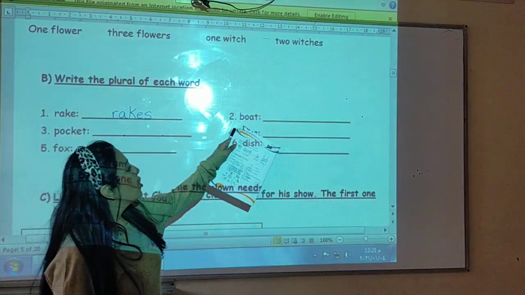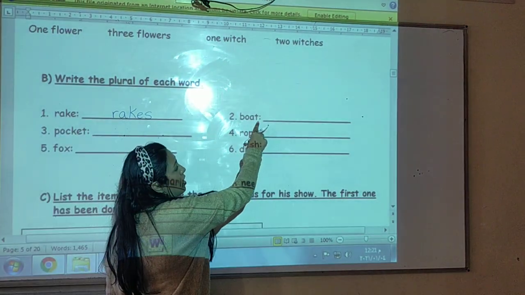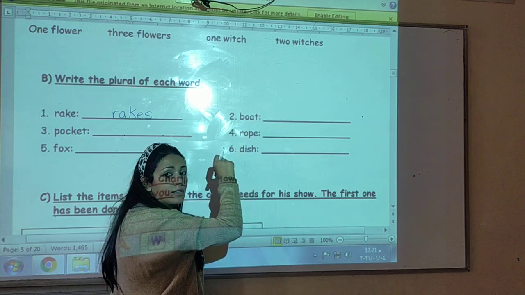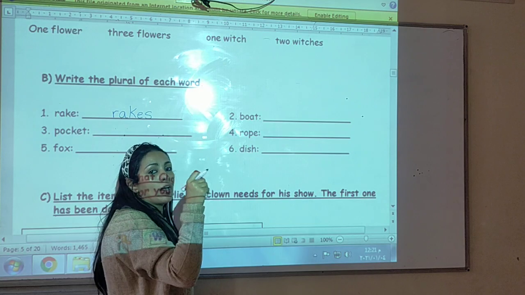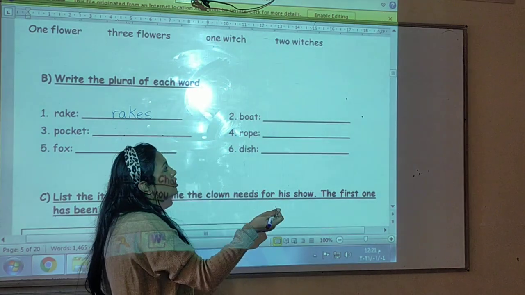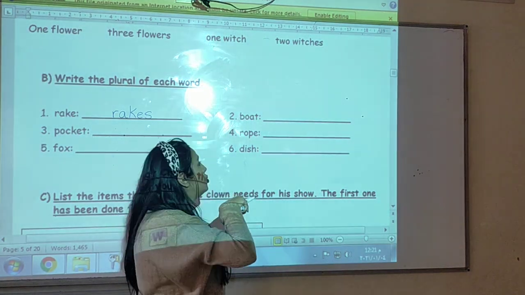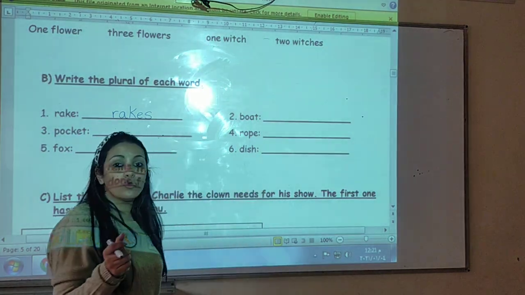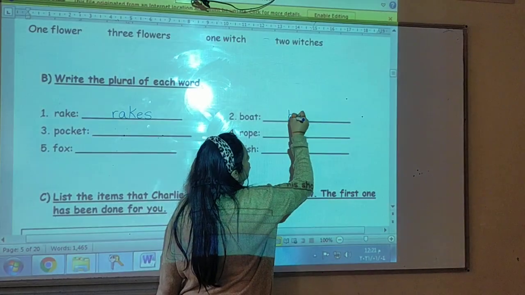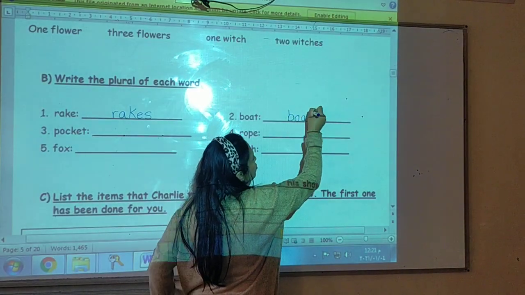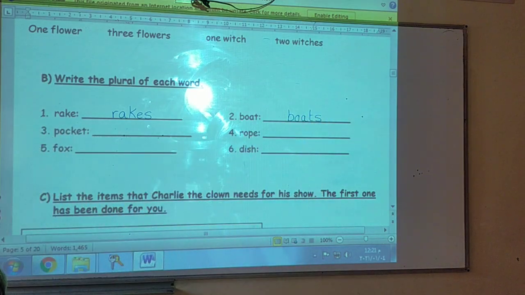The second one, boat. Look here, boat. Does it end with any of the letters of the exception case: CH or SH or S or double S or O or Z? No. Does it end with Y in the second exception? No. So here we are going to add just S. This is the normal case. So it will be boats. We are going to add just S.